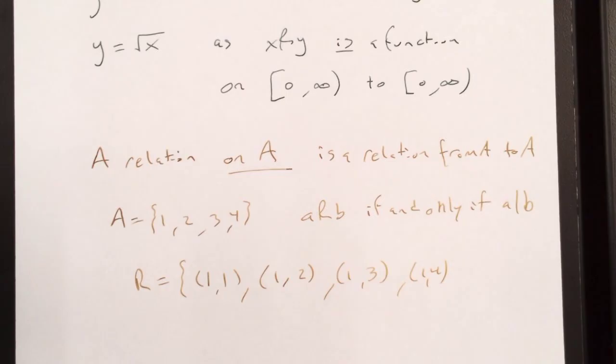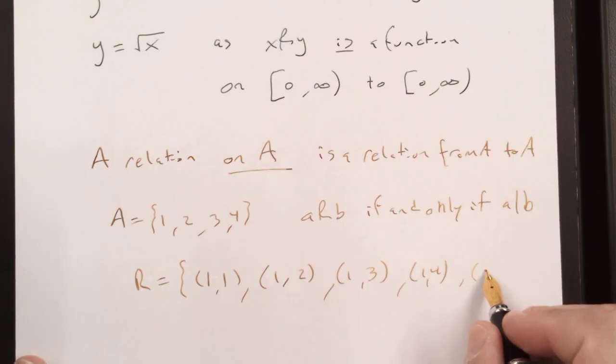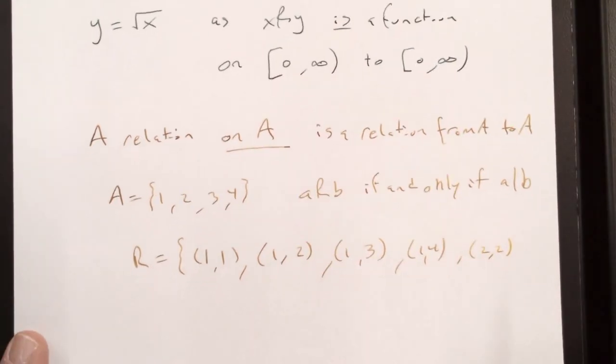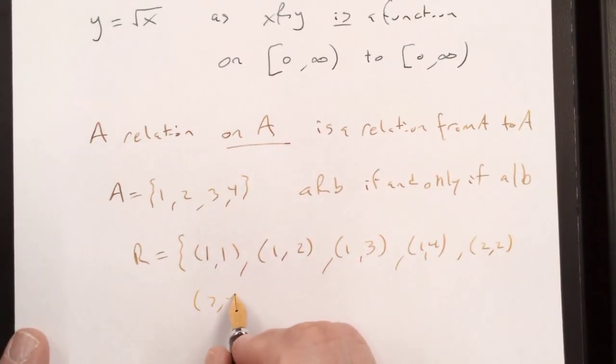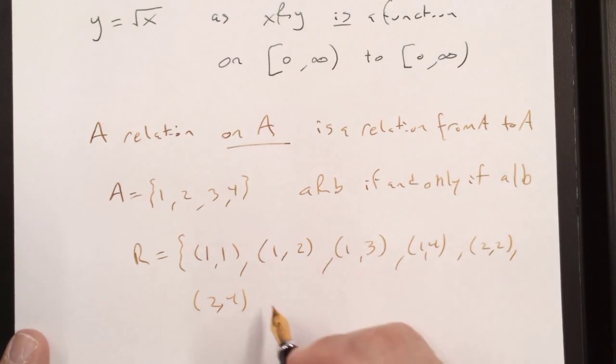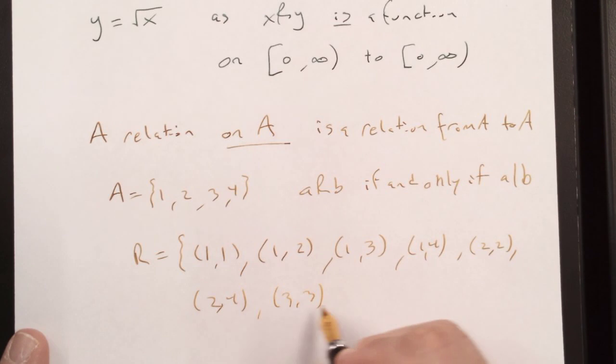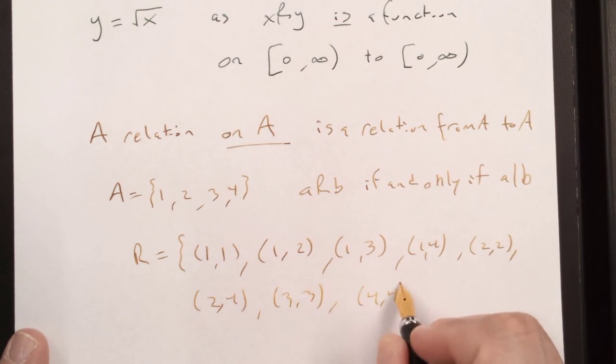Next element, 2. Does 2 divide 1? No. But 2 divides 2. Does 2 divide 3? No. But 2 divides 4. I'm done at that point. Then 3, and just 3, right? It doesn't divide 1, doesn't divide 2, doesn't divide 4. And then for 4, it only divides 4 in this case.